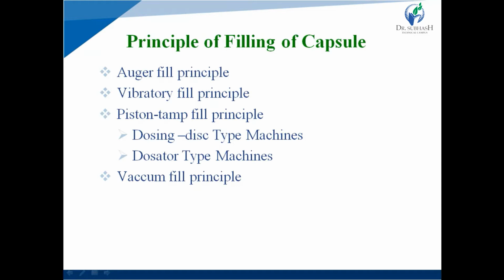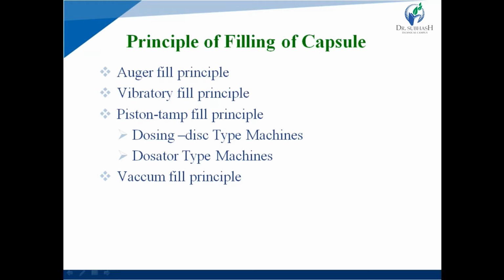Constant flow of powder mix depends upon its flow properties, which in turn depend upon the concentration of individual additives. So the average fill weight using auger fill principle depends upon the size of capsule, speed of filling machine, and specific volume of the formulation. That is regarding auger fill principle.